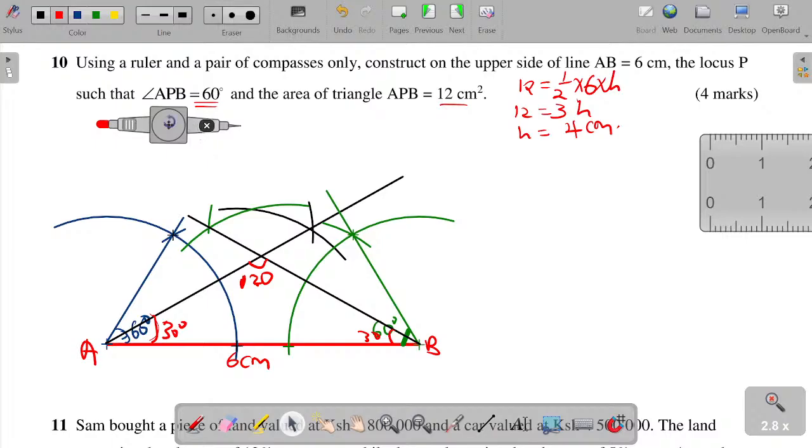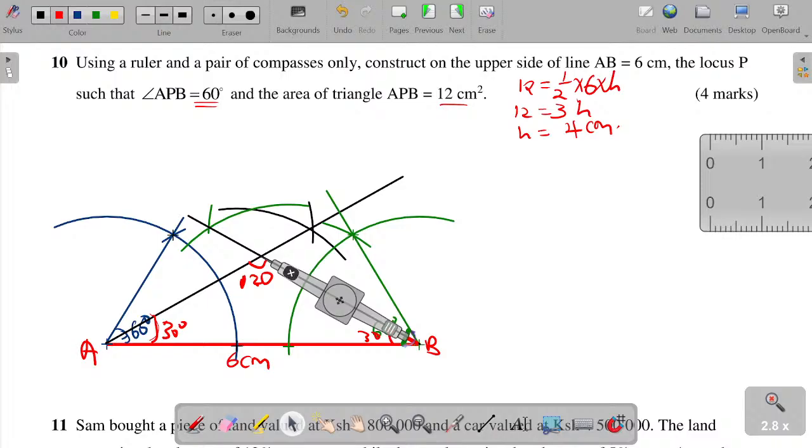Now I take my compass, dear learners, and I stand at this point where I constructed my 30 degrees. After standing at that point, I stretch my compass to maybe point A like that. I just try and see if it also fits in point B. Yes, it fits.